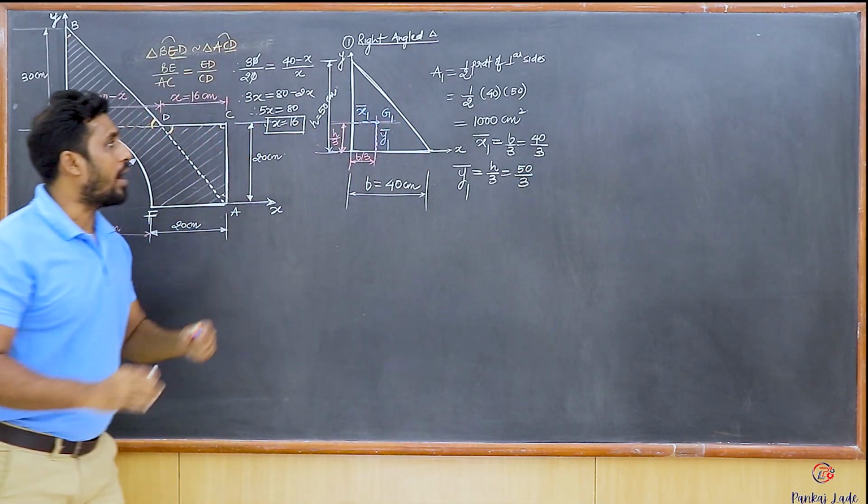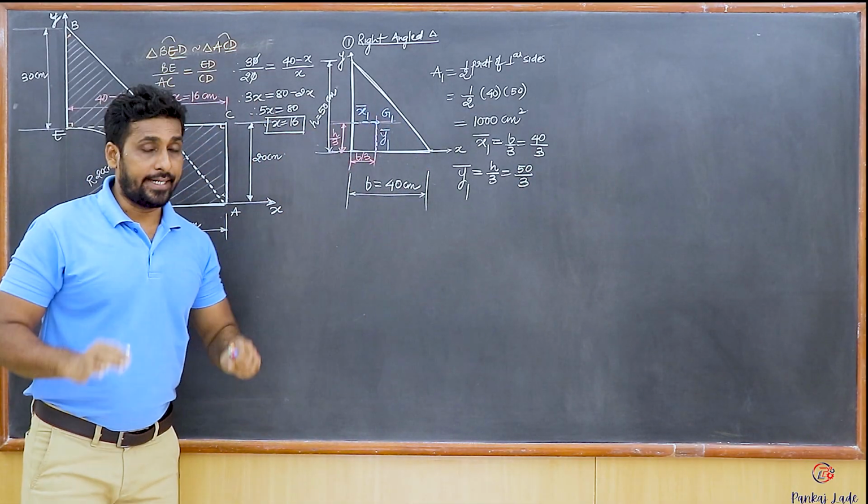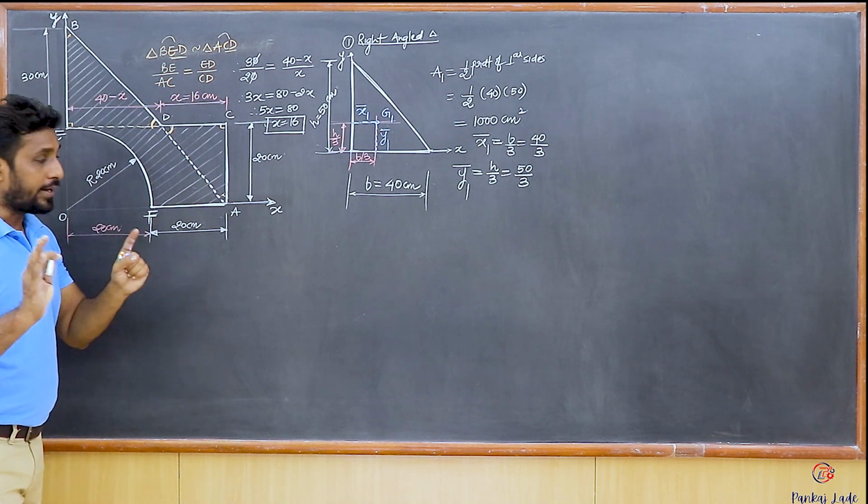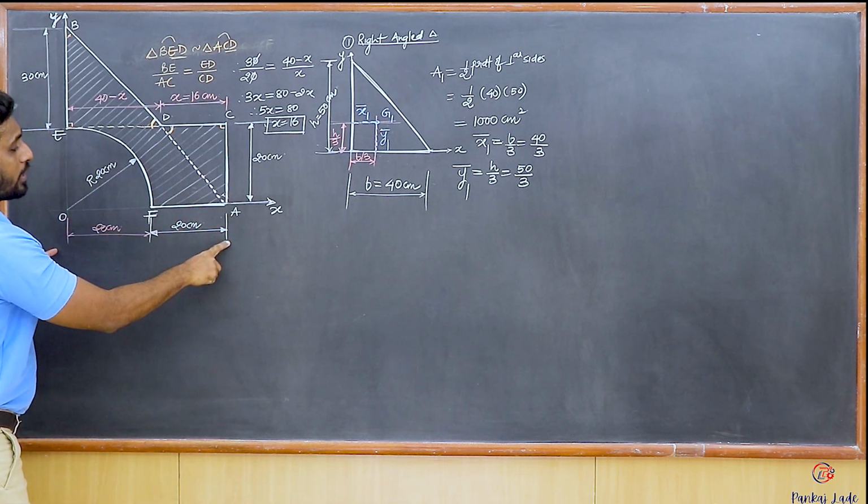So I've got x1 bar and y1 bar. So that was all about the right angle triangle. Now let's take the second right angle triangle. Now you would need to be very careful, students. Look at the position of the right angle triangle.